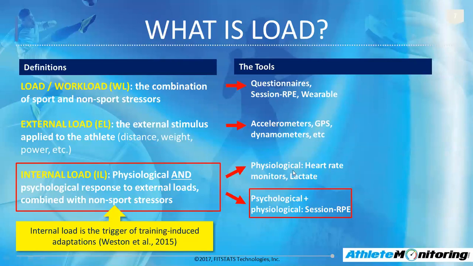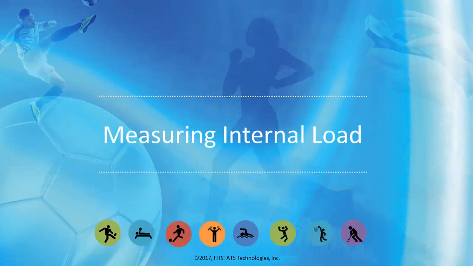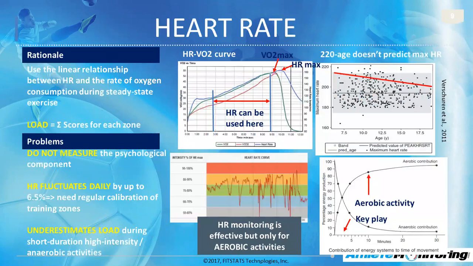To monitor internal load, there are basically two types of tools. If you want to monitor the physiological load, you can use heart rate monitors, for example, or lactate concentration. If you want to monitor something more combined, more holistic, you can use psychological and physiological together, with tools such as the session RPE. Now we'll be presenting the two main tools used to monitor internal load. The first one is heart rate.